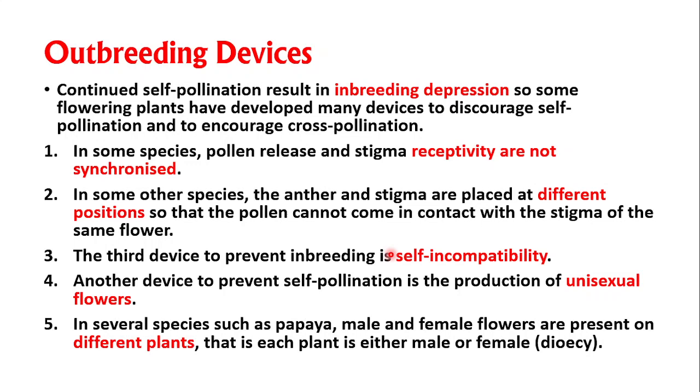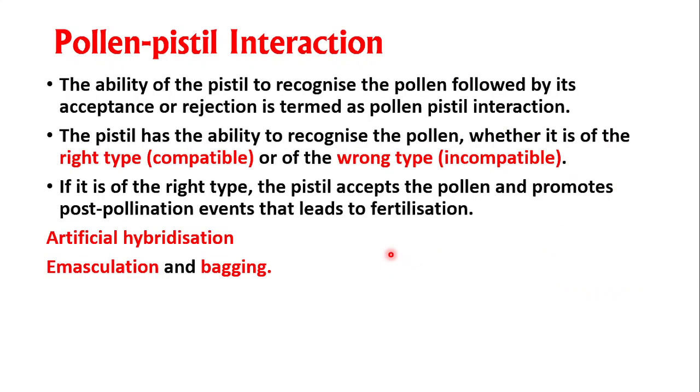So let us move to the next one, that is pollen pistil interaction. What is pollen pistil interaction? Soon after pollination, what will happen? Soon after the transfer of pollen grain from anther to the stigmatic surface, when the pollen grain comes in contact with the stigmatic surface, what happens? Those particular processes are termed as pollen pistil interaction.